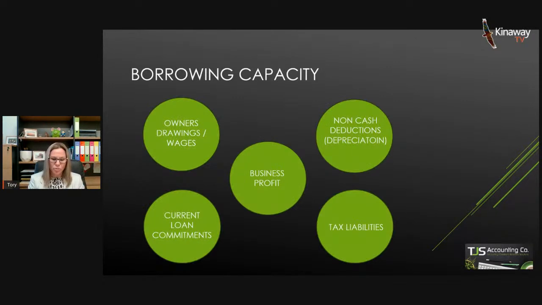I guess when we're looking at why banks are looking at financial statements and what it really means, if you're looking at borrowing, it's about understanding the borrowing capacity. Lenders are looking for what businesses declare as their income in both their financial statements and their tax returns, so that they can determine the income reported in order to determine the borrowing capacity.